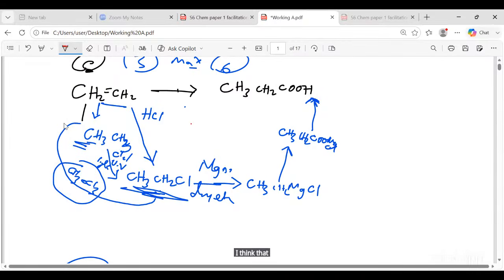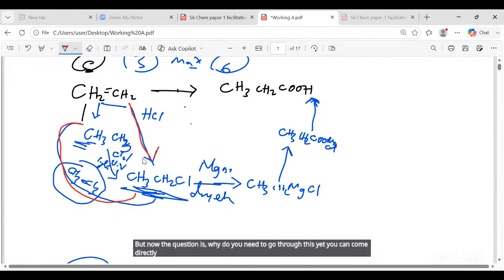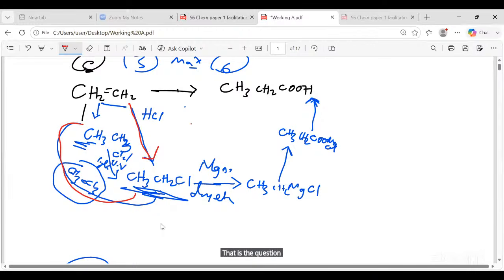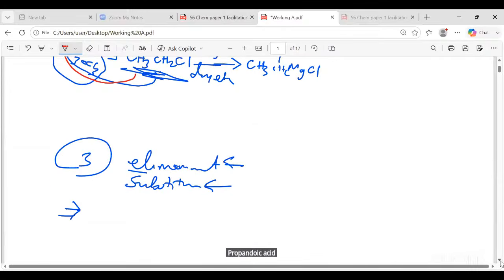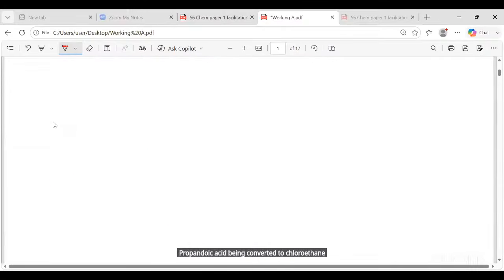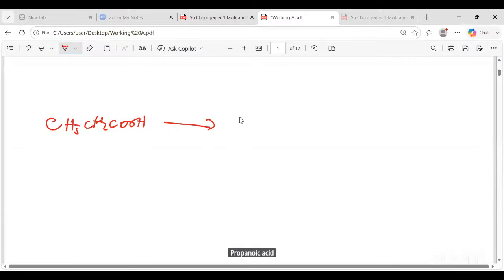But now the question is, why do you need to go through this, yet you can come direct from there to here? That is the question I was asking. Okay. How about now the scenario where you have propanoic acid being converted to chloroethane?